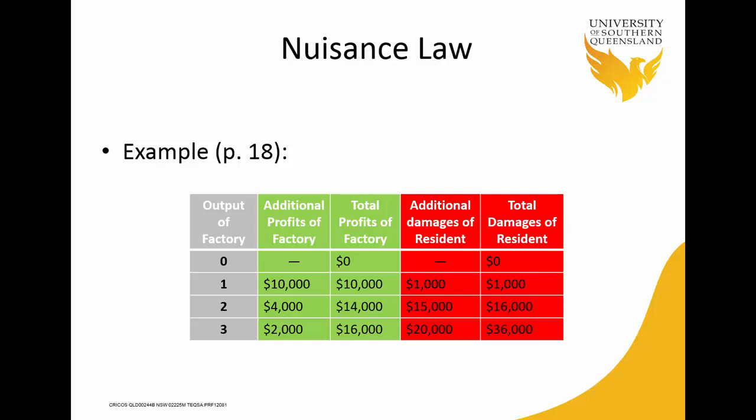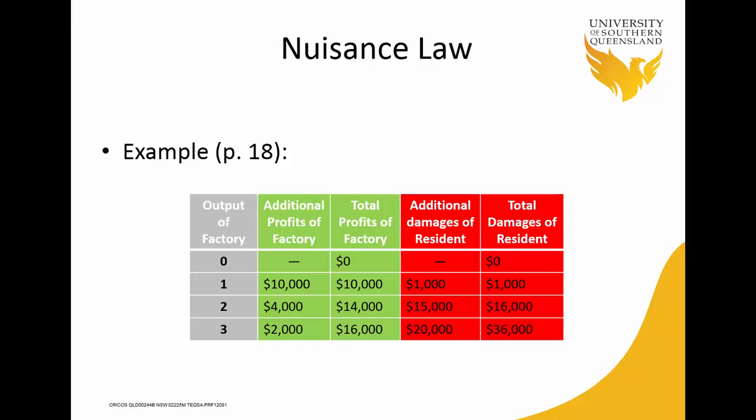The third column, which is also in green, is the total profit for the factory. This is the cumulative number. If you have 0 output, of course you have 0 profits. When you add 1 unit, you get 10,000 extra, so it's 10,000 plus 0, which equals 10,000. You add 1 more unit, which gives another 4,000, so you add the 4,000 to the 10,000. Now your total profit is 14,000, and the last unit would give you a further 2,000. So you'd add that 2,000 to the 14,000 to give a total profit of 16,000.